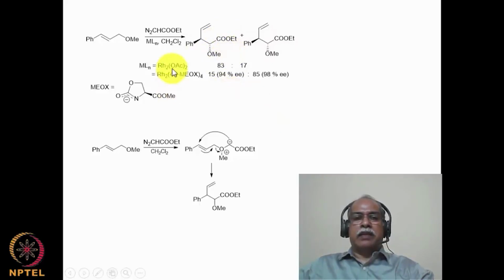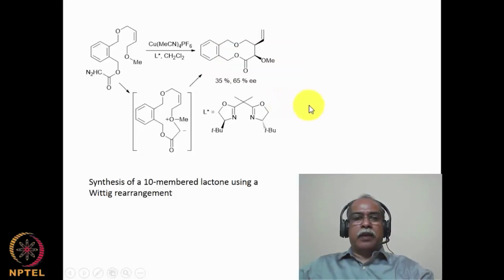The diastereoselectivity is also high when the rhodium is complexed to this particular chiral ligand. The chiral ligand induces the chirality in the products that are being formed. The high enantiomeric excess obtained for these two products and the high diastereoselectivity obtained for these two products are synthetically very useful in terms of making such molecules using a 2,3 Wittig rearrangement reaction.